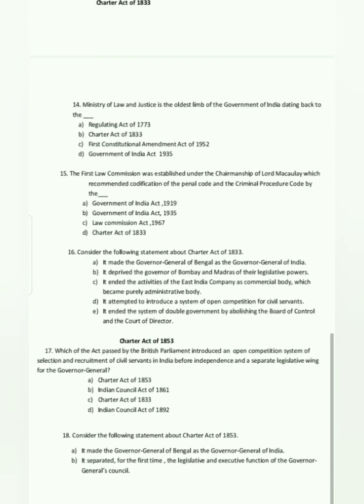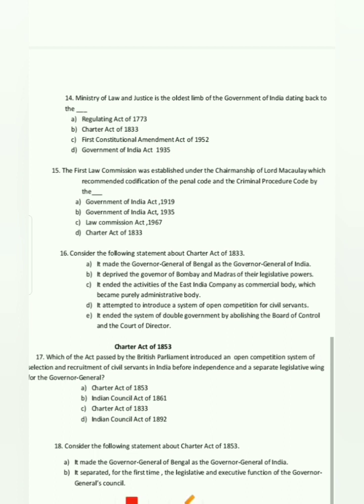Zoom in, zoom out, please. The Ministry of Law and Justice is the oldest limb of the Government of India, dating back to the Charter Act of 1833. Next, the first Law Commission was established under the chairmanship of Lord Macaulay, which recommended codification of the penal code and the criminal procedure code, under the Charter Act of 1833.